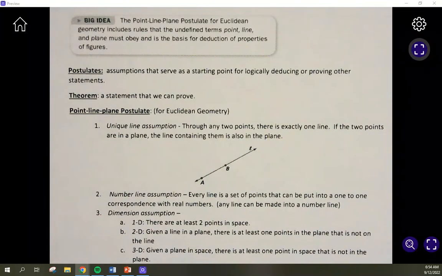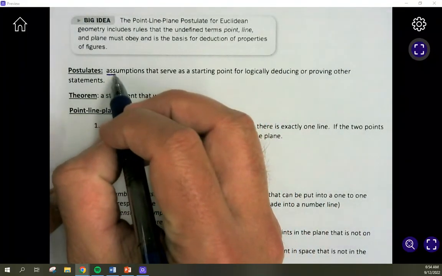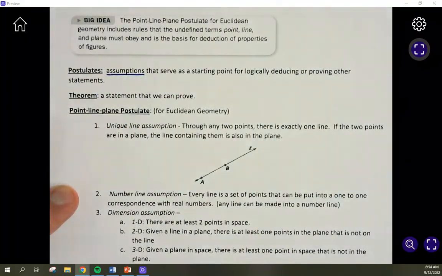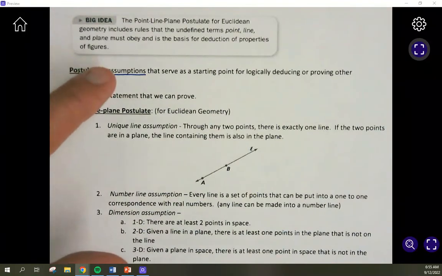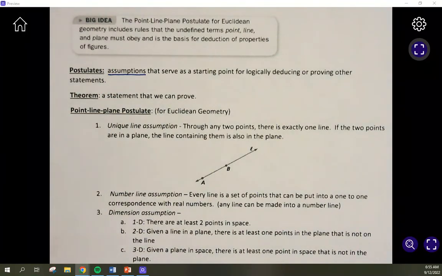So postulates. Basically, you need to know that a postulate is an assumption. That's the number one thing that you want to know. So the definition pretty much from the book says assumptions that serve as a starting point for logically deducing or proving other statements. So again, that sounds super complicated. So it's basically something that we can assume to be true and that helps us prove other statements are true as well. So it's an assumption that we make about points or lines, things that we know are true in a way, that help us come up with other theories that are true.